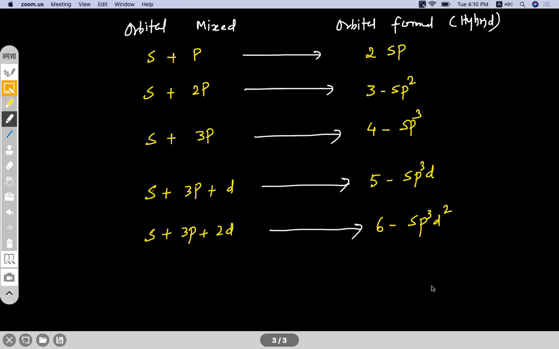Yes, dsp2 is also possible. That is square planar geometry. In this chapter, you don't have any use of that. If you want to write, you can write it down. One d orbital, one s orbital and two p orbitals gives you four dsp2 hybridized hybrid orbitals. Even d2sp3 is also possible, right? This kind of geometry and hybridization you will get in grade 12 when we study coordination compounds.